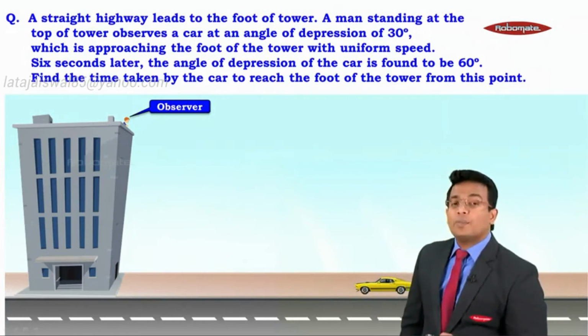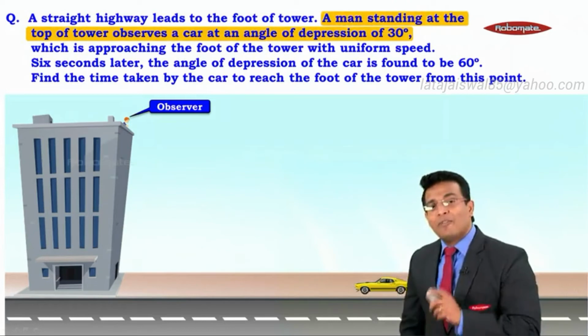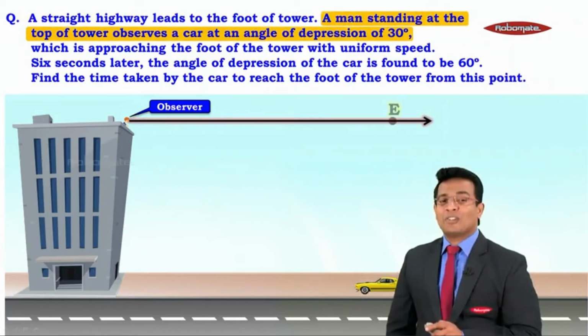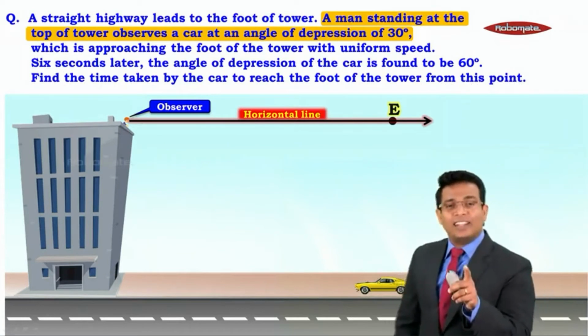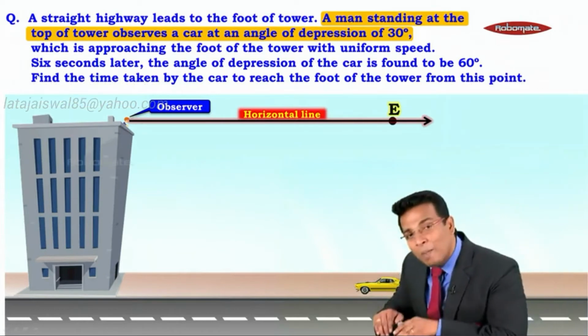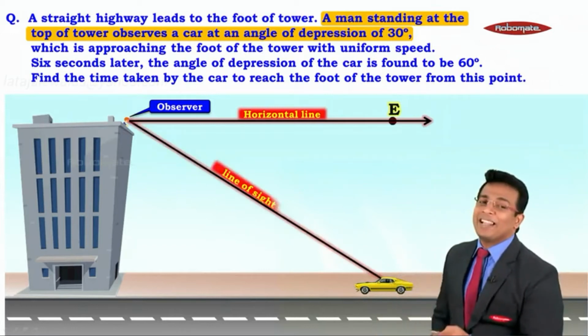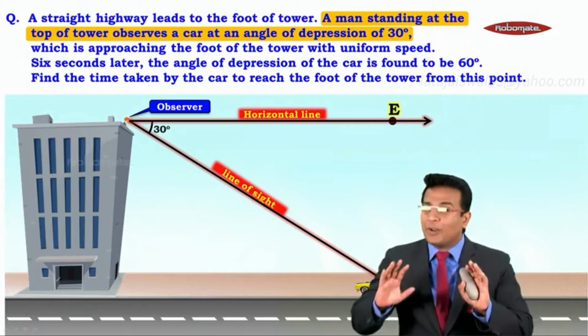On the top of the tower, he observes a car at an angle of depression. So, since the observer is there, from that point, there is going to be a horizontal line. The first thing, right? And from there, he is observing that car and making an angle of depression, because this line of sight is going to be below the horizontal line. So, it is going to be like this, and that angle of depression we know is given as 30 degree. Simple, you understood this much?